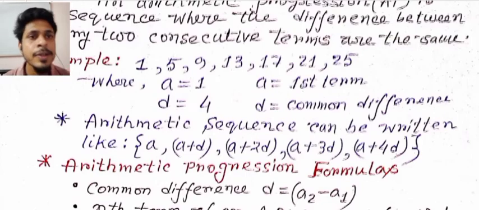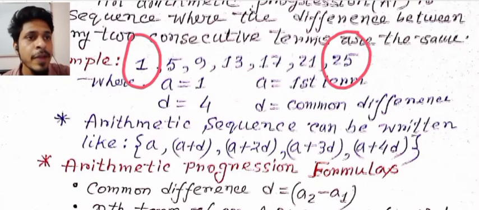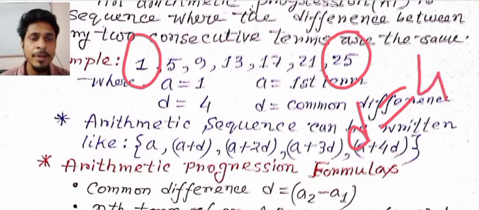Here it is. The example is 1, 5, 9, 13, 17, 21 and 25. So we have to find the sum. Here we know the first term, that is 1, the last term 25, and the difference is 4. Then the summation formula.